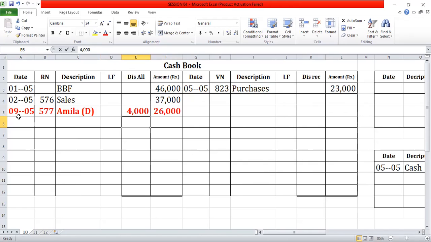Allowed discount is 4,000 rupees. This is how you do it. Discounts allowed is debited. It is recorded in the discounts allowed, and the amount collected is 26,000.